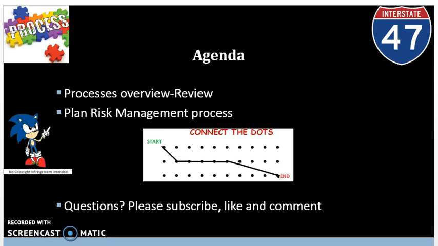Today's agenda will be going over reviewing the PMBOK process table, as well as the 34th process, which is the plan risk management process. This process occurs at the intersection of the risk knowledge area and the planning process group.